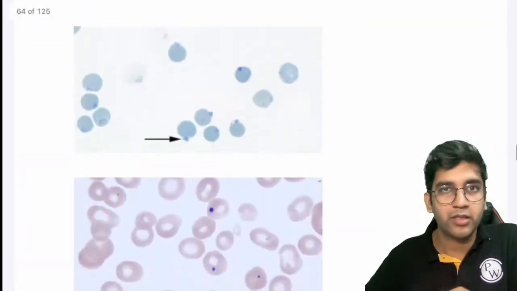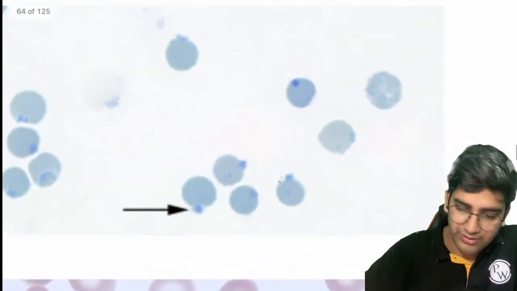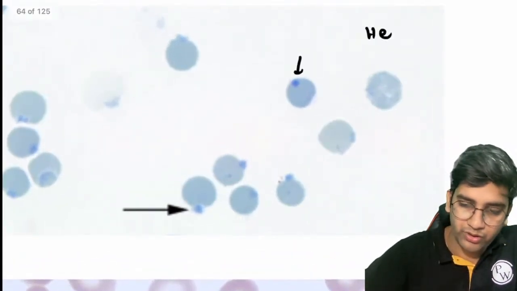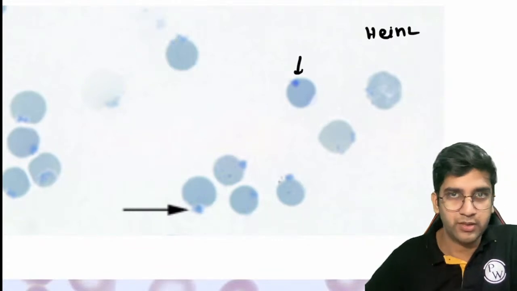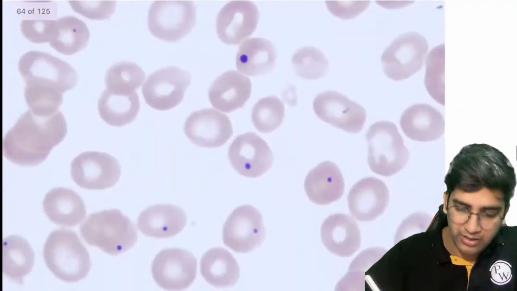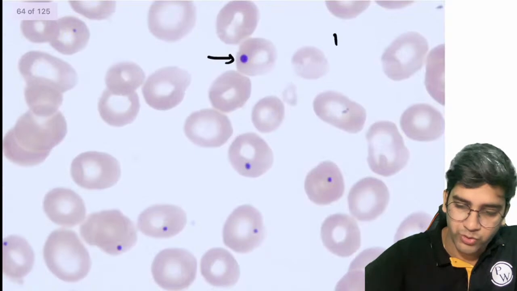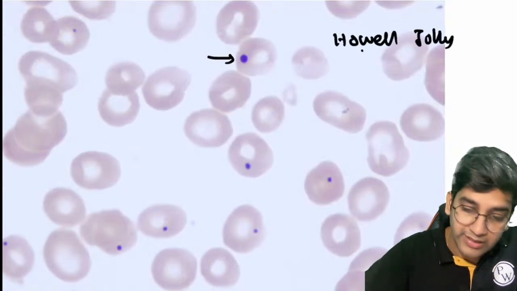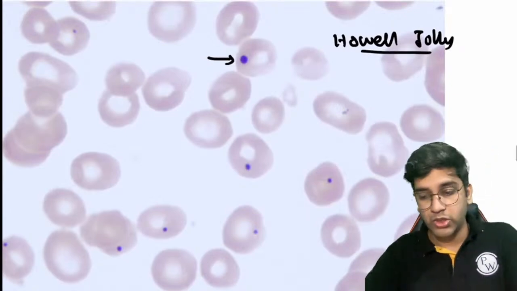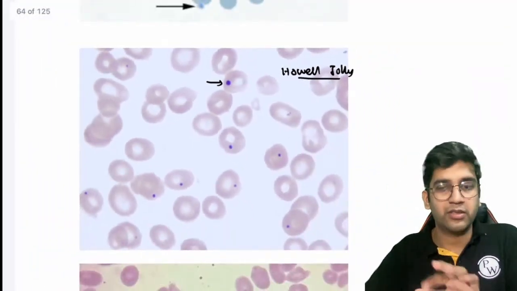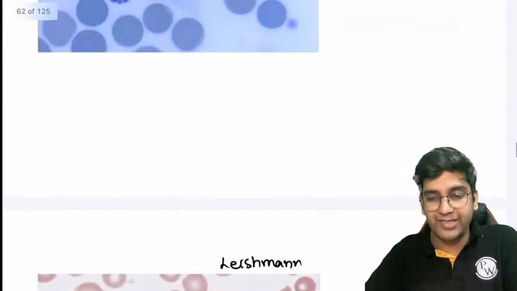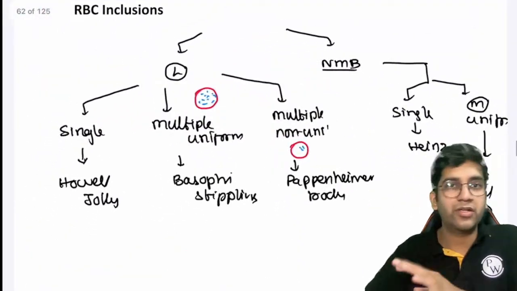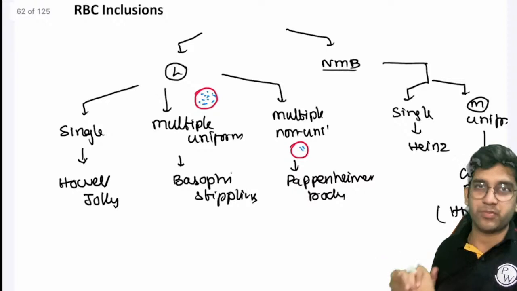This again, it's new methylene blue. A tiny single inclusion. That's your Heinz body. Right? This is Leishman. Again, a tiny single inclusion. This is your Howell-Jolly bodies. You can easily pick them up, right? So if you just follow the flowchart, this is an important flowchart. Read them the day before the exam. You will never miss any RBC inclusion which comes in the exam.